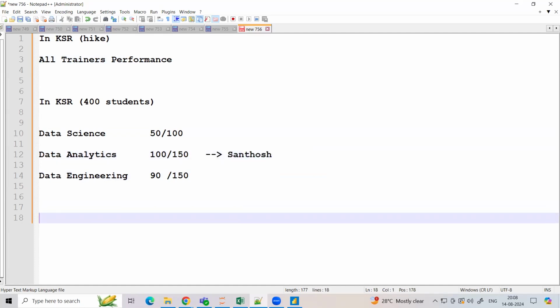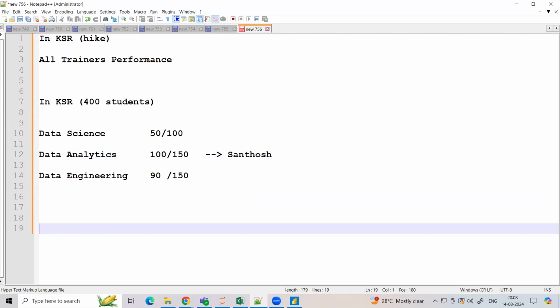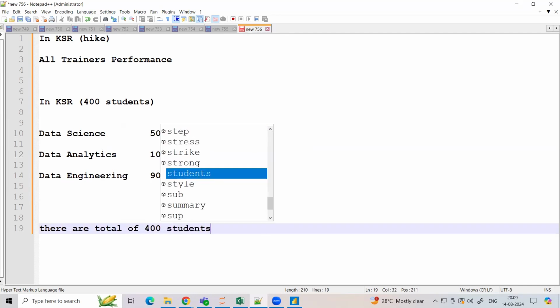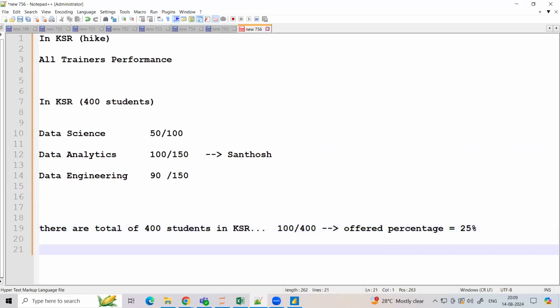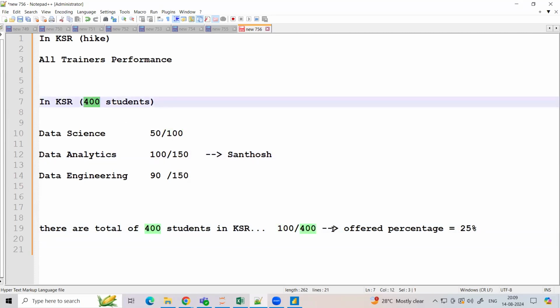Now, the question is very simple. There are a total of 400 students in KSR. But the people who have got offers in data analytics is 100. So can I say 100 divided by 400? As a trainer, my offered percentage is 25%. Is it correct? The number of students who got placed in data analytics divided by the total number of students in KSR gives me the percentage of people who got offered. So my performance as a trainer is 25%.